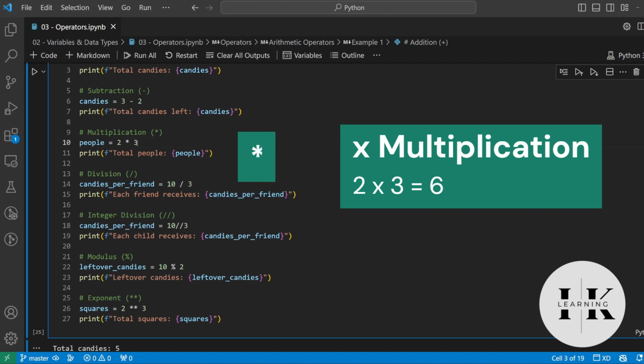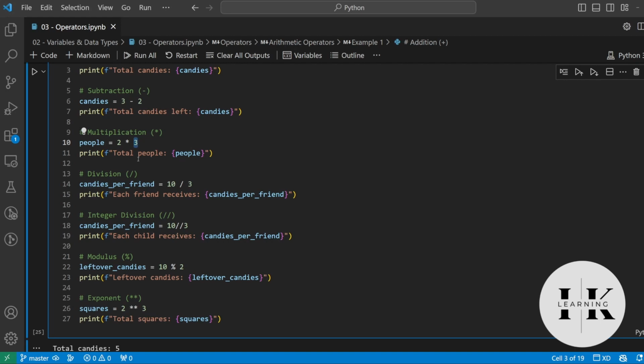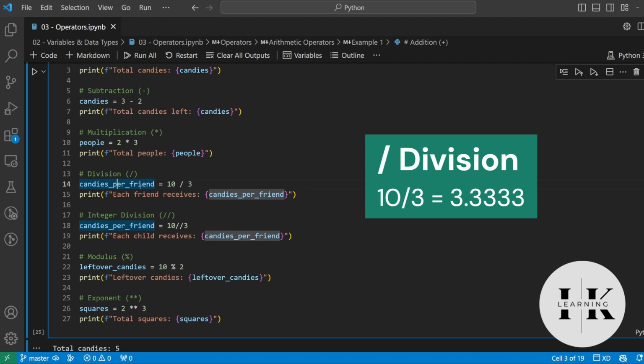The third one that we have is the multiplication operator. We use an asterisk sign in order to call the multiplication operator, and it basically means if we have 2 people and each of them get 3 candies, then we have a total of 6 candies. Now the next operator that we have is the division operator. If we have 10 candies and we have 3 friends and we're dividing our candies between our friends, then 10 divided by 3 is going to be 3 with a remainder of 1/3.